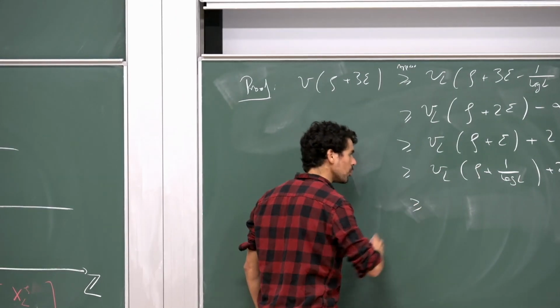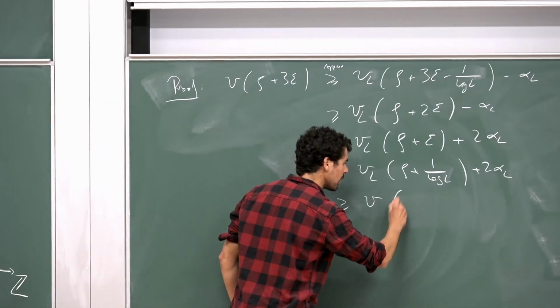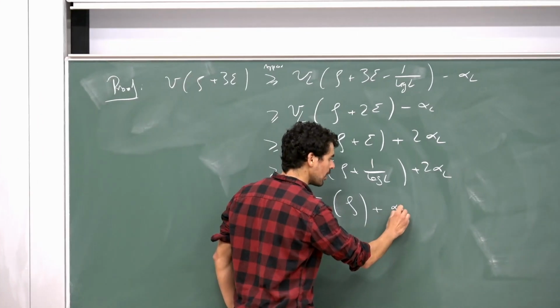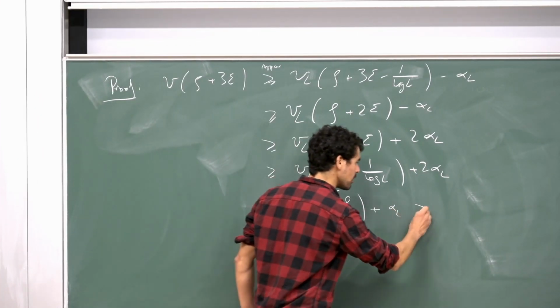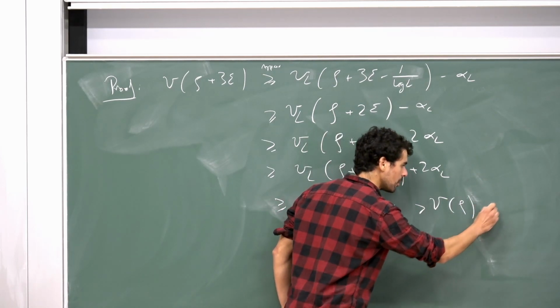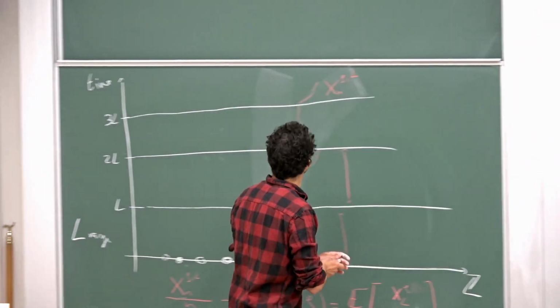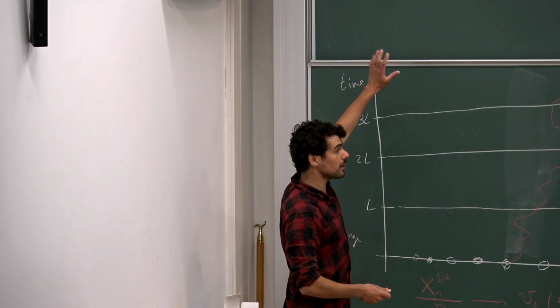And I'm going to use my approximation. So now that's larger than V of rho plus alpha L. I'm using 1 alpha L, and that's strictly larger than V of rho. Okay, and that's the strict monotonicity I wanted. So once you have these two statements, that's easy to conclude.